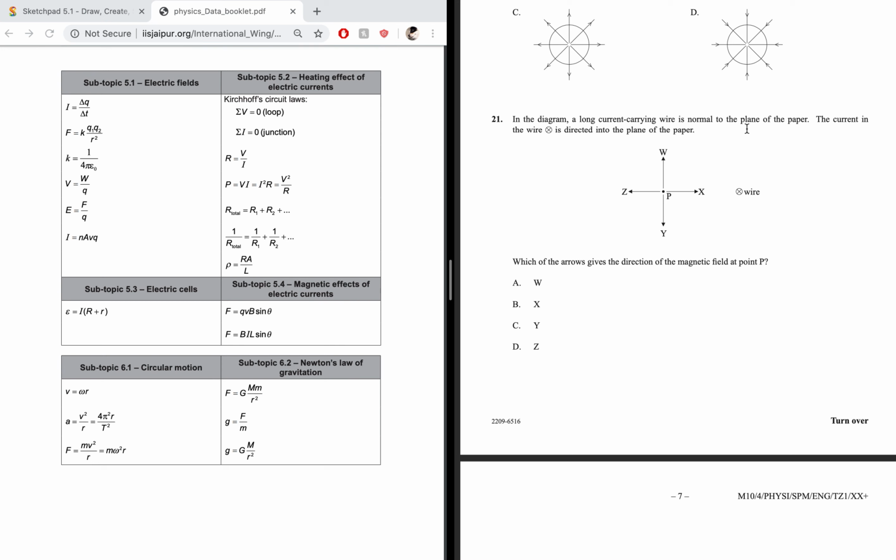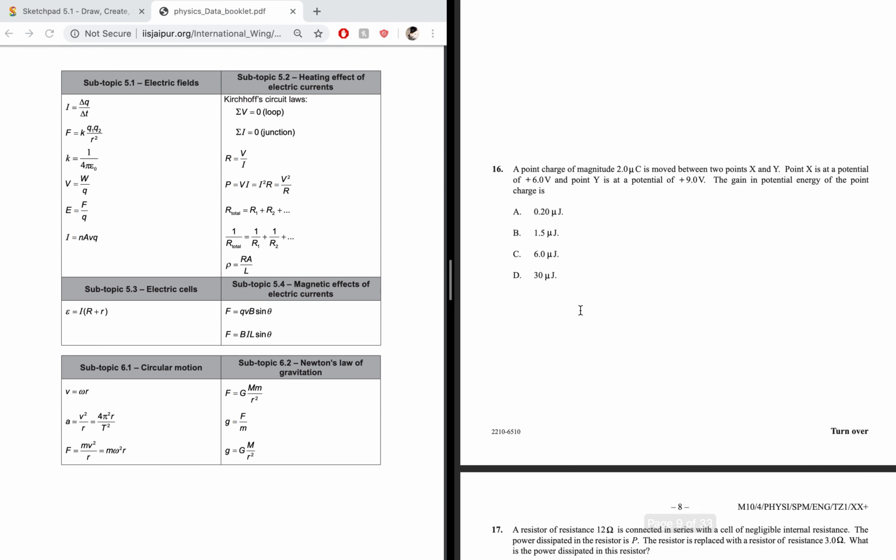Okay, and you can imagine your fingers curling around that thumb, and they're curling around clockwise. So imagine you're drawing circles around here clockwise. So at point P, this magnetic field is going to be facing W, because if we draw a clockwise circle here, at that particular point it's going to be in the direction of W. So our answer here is W.